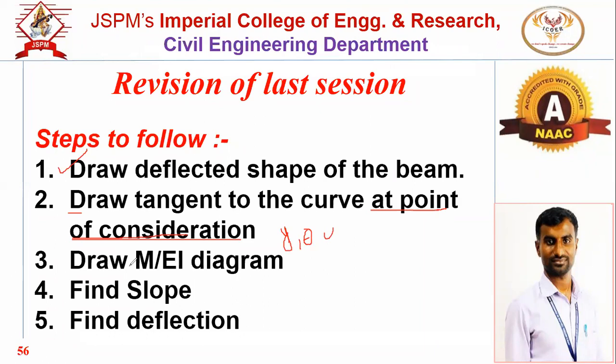Then you have to draw the BMD divided by EI, so that is the M by EI diagram. Then you have to find the slope and deflection using moment area theorem number 1 and theorem number 2. So these are the steps we have to follow for the analysis of the beam.